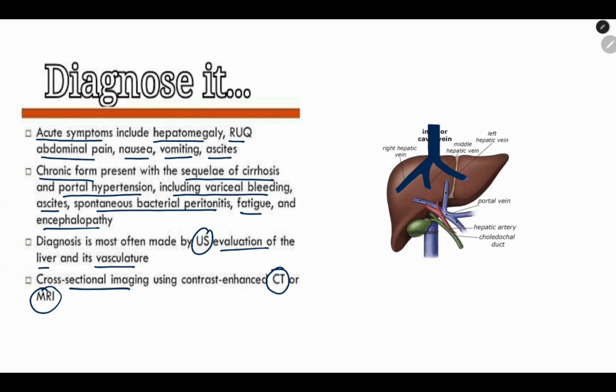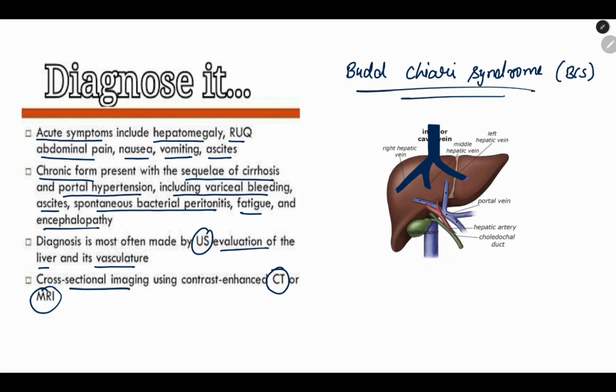So, based on these facts, we can say that it is a disease known as Budd-Chiari syndrome, also known as BCS. So, what is Budd-Chiari syndrome? It is basically a hepatic venous outflow obstruction.